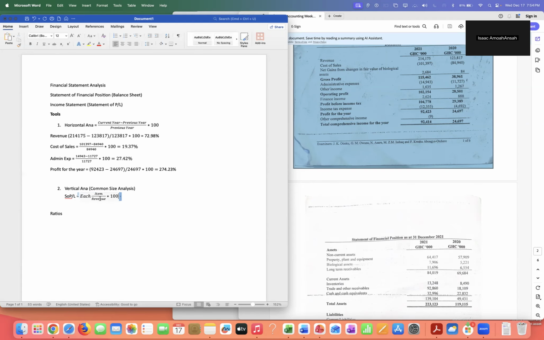When we get to statement of financial position, it may change a little. This formula that you see here may change a little. The reason is that we don't have... Sorry. Sometimes I want the formula to look a bit good.